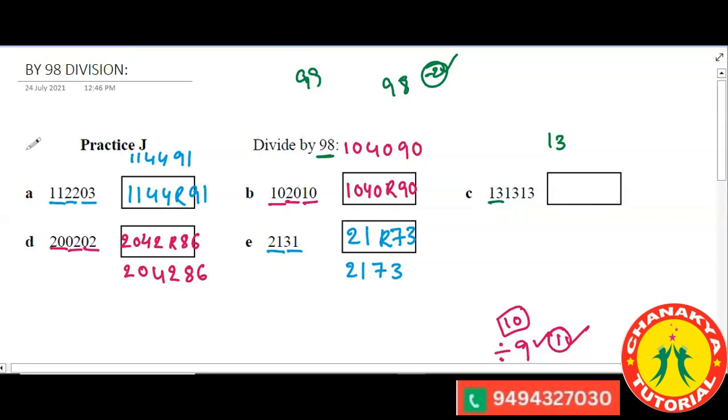13 double is 26. 26 plus this 13, next pair. Okay, sir. 26 plus 13 is 39. And again, 39 before adding the next, 39 twos is how much? 78, sir. I already knew it. 78 plus this 13, last pair.